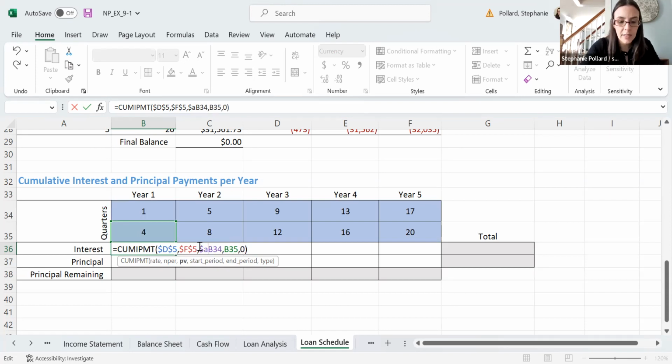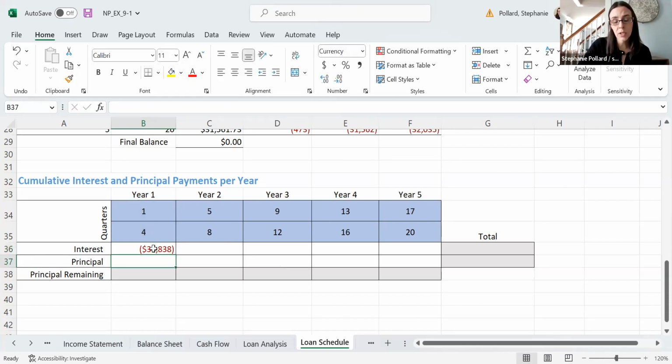Our present value was that 500,000, which was up in cell A5. All right, so let's double check. I have my rate, I have my number of payments, I have my present value, I now have my start, my end, and then my type 0 end. So for the first year, we spent about $31,000 in interest on those payments.